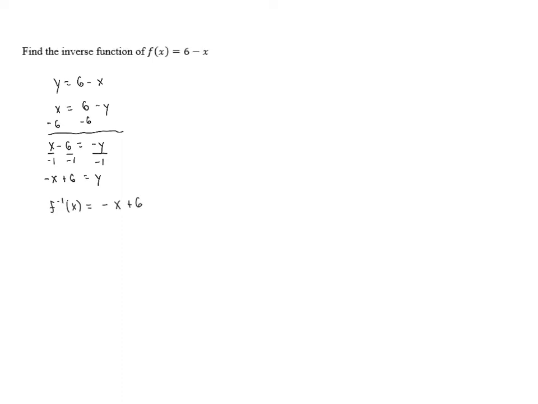But I want to point out something interesting. If we switch the order in which we write these terms, we can rewrite this inverse function as 6 minus x, which happens to be the exact same as the original function. In this case, both the function and its inverse are the same. It doesn't happen very often, but it is possible. Let's take a quick look at the graph of these functions to see why.